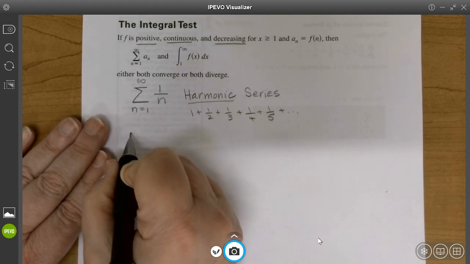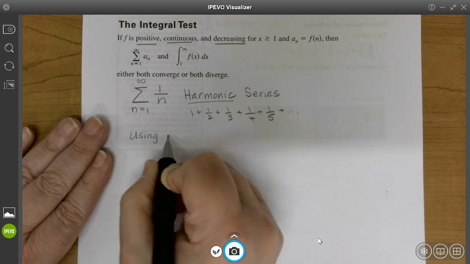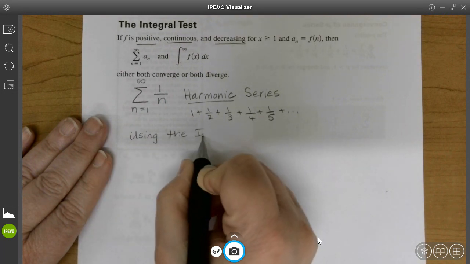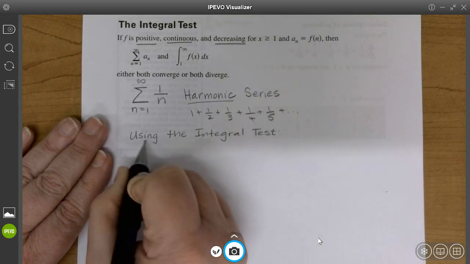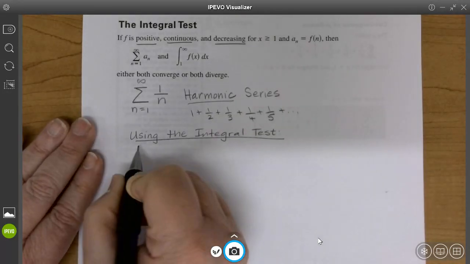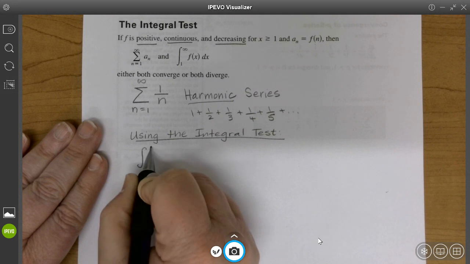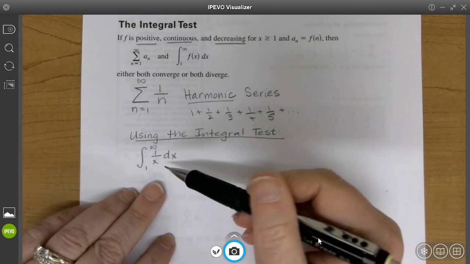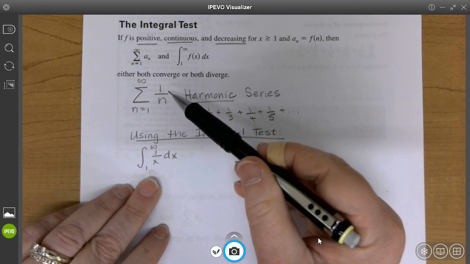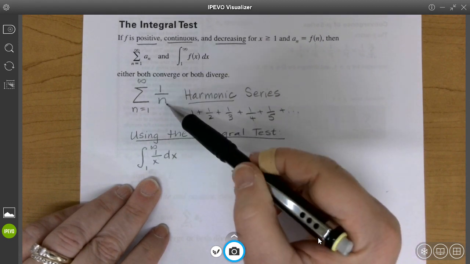But let's see, we're going to use the integral test. So using the integral test, which means I have to integrate from 1 to infinity of 1 over x dx. Now, why did I choose 1 over x dx? Because my harmonic series says 1 over n.